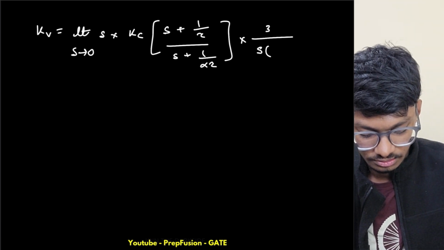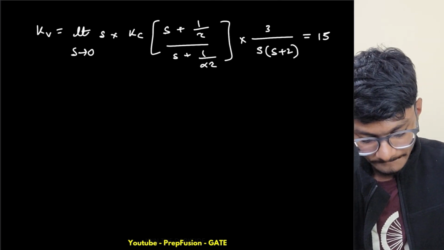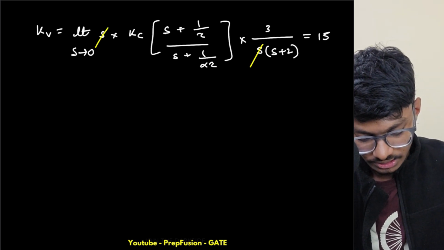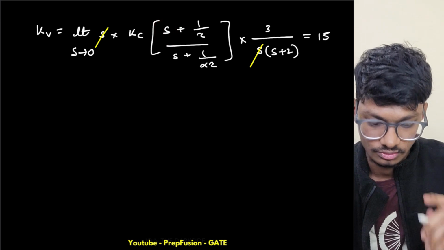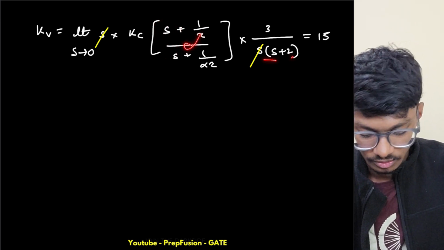3 upon s into s plus 2, which equals 15 itself, the limiting value. Now what do we do? Basically this s will get cancelled. So then can I put s equal to 0? I can put s equal to 0. This will be alpha and this will be 3 upon 2.